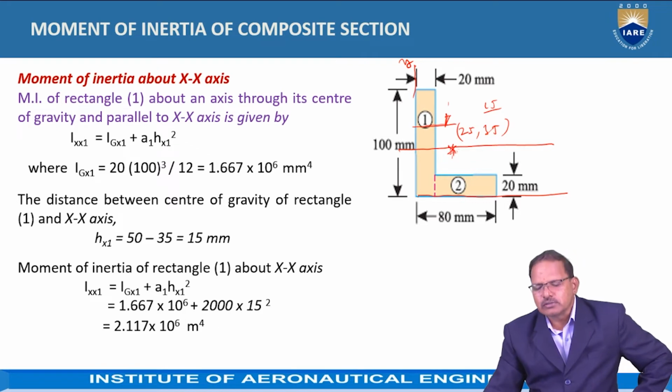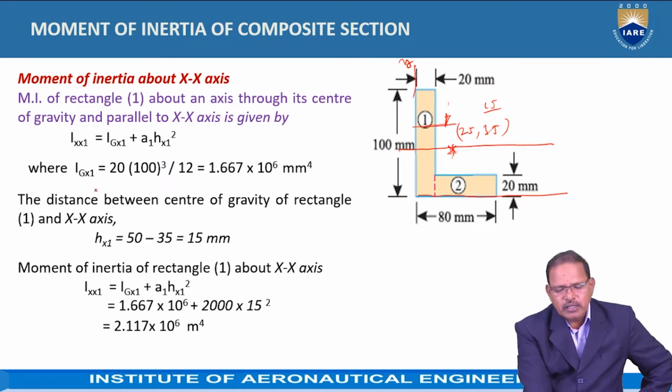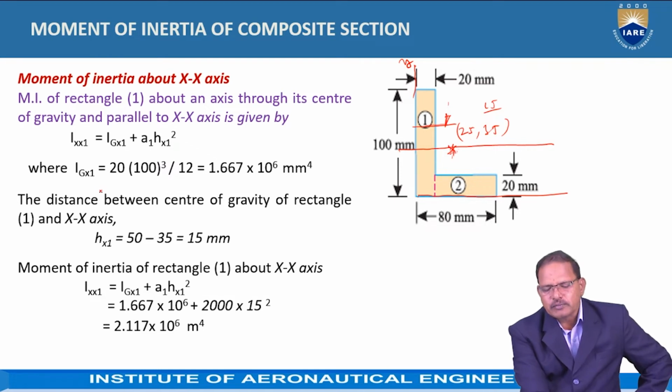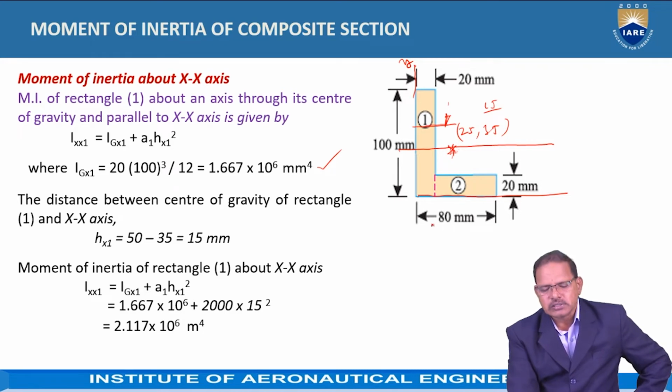So, here Hx1 is equal to 15 mm. On substituting, Igx1, that is the moment of inertia possessed by the first section about the horizontal line, is equal to 20 into 100 cubed divided by 12, which is equal to 1.667 into 10 to the power of 6 mm to the power of 4. Now, the distance between the center of gravity of rectangle 1 about the x-axis is given by 50, which is the position of the centroid of the first rectangle with respect to the x-axis, minus 35, which is the position of the centroid of the composite figure.